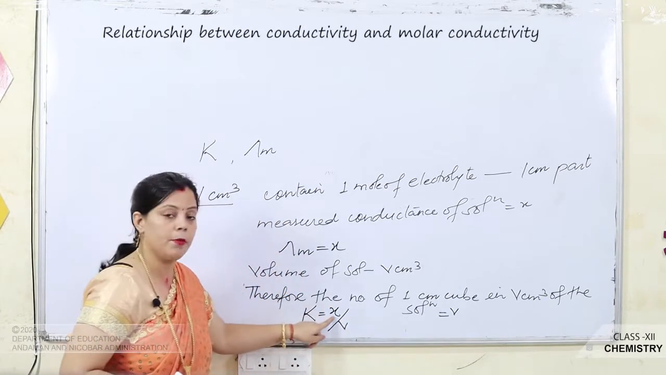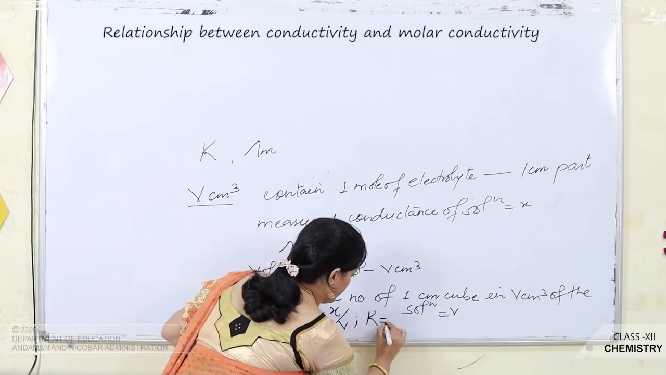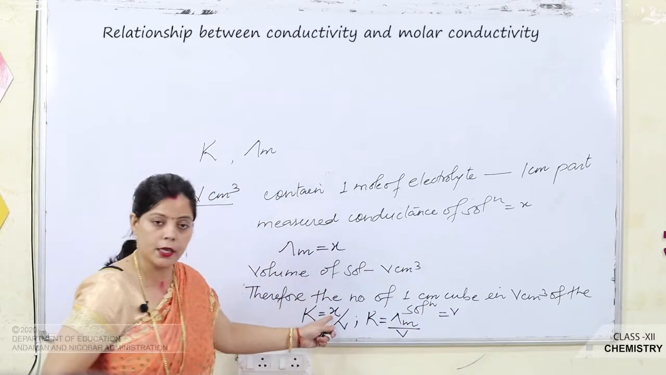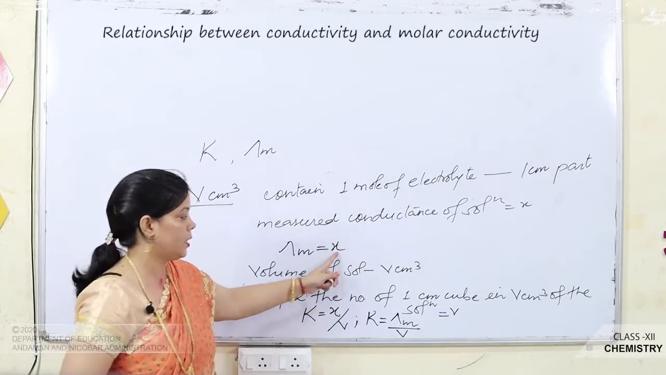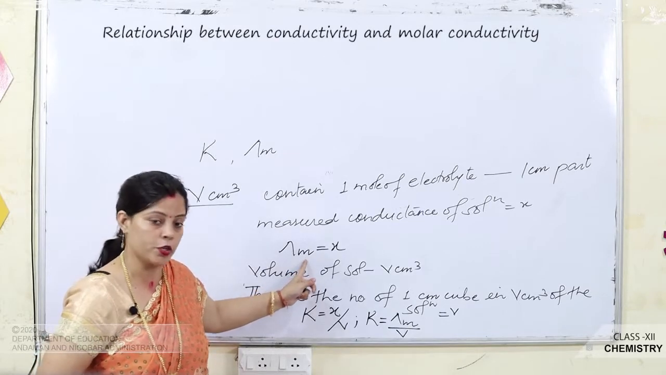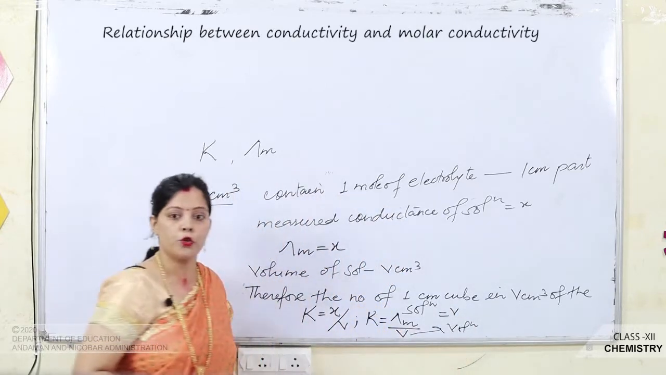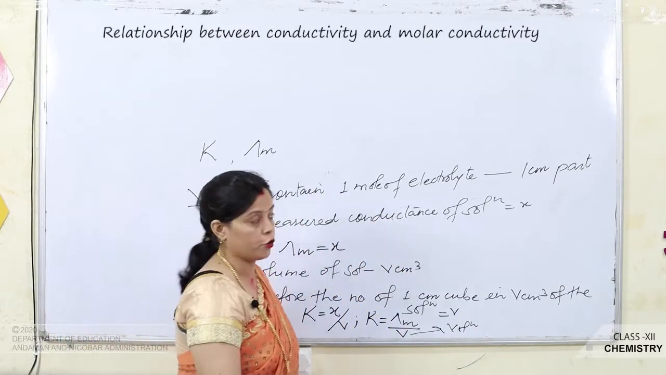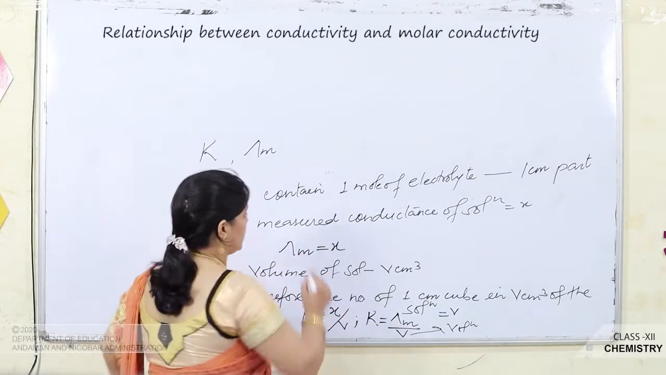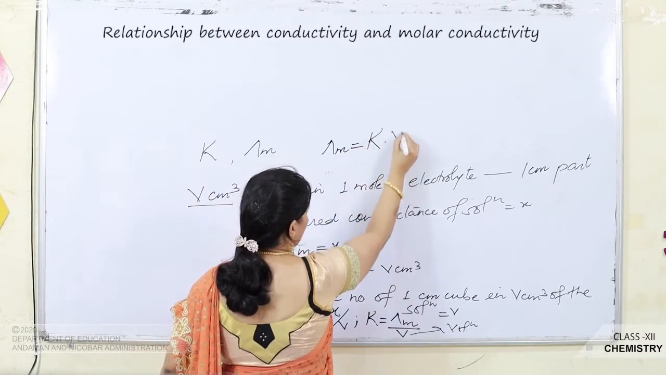Since X is the measured conductance of the solution, we can write that the conductivity is equal to molar conductivity divided by V, because the measured conductance of the solution is equal to the molar conductivity of the solution. Here students, V represents the volume of the solution containing 1 mole of electrolyte. In this way we can derive the relation between the conductivity and molar conductivity: the molar conductivity is equal to conductivity into volume.